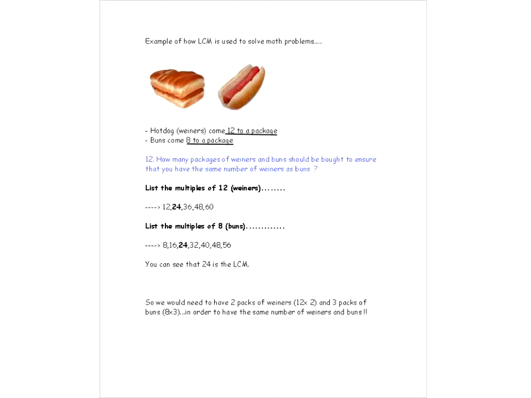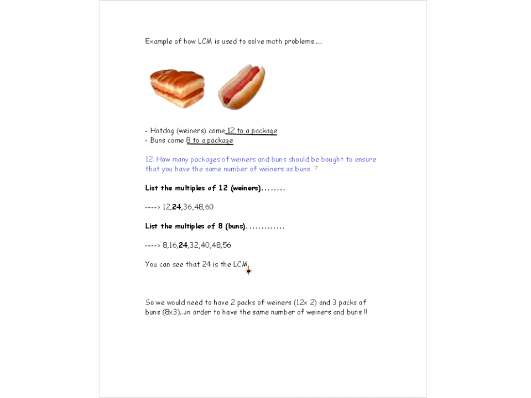So in order to find that, we need to list all the multiples of 12. That's with the wieners. So we list them all, and we get 12, 24, 36, 48, 60. Then we list all the multiples of buns, and we get 8, 16, 24. And we find out which is the one that's the least common multiple. And it turns out it's 24. That's the lowest common multiple.